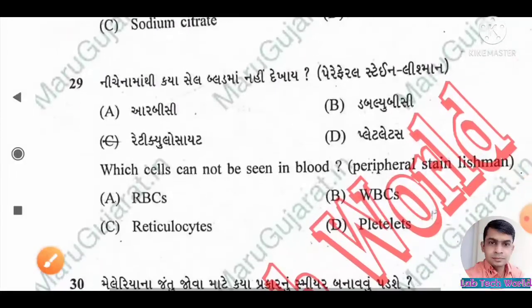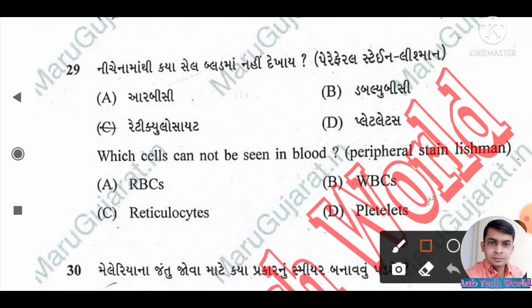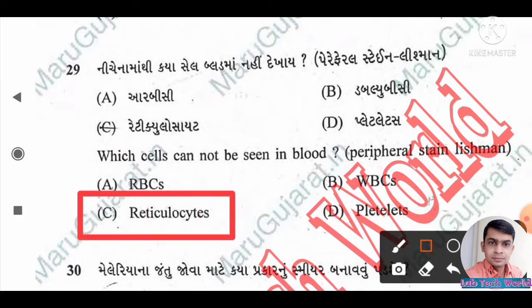Move to the next question, number 29. Which cell cannot be seen in blood in peripheral stain Leishman? Option A RBCs, B WBCs, C reticulocytes, D platelets. And the correct answer for this question it is C. Reticulocytes cannot be easily seen in peripheral blood smear because reticulocytes are immature RBCs. After maturation they will be seen in the peripheral blood smear. So option C is the correct answer for this question.